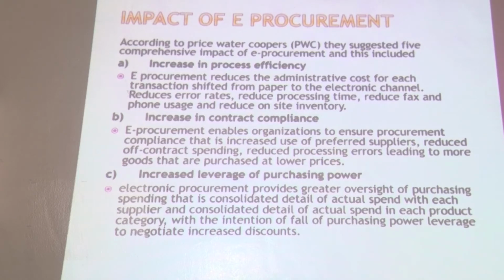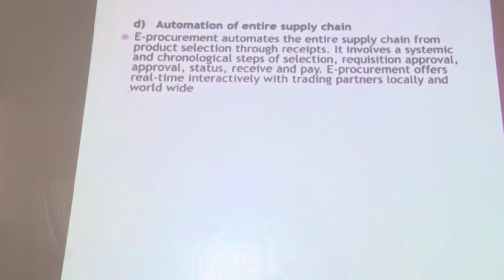It has also increased leverage of purchasing power. So you realize with your software, you're able to have a better purchasing power. You're able to know how you are spending your money, and you're able to compare your actual spend and the expected spend in the organization. It has also allowed the organization to be able to consolidate their various procurement spend. So you're able to bring together what you want to spend as a company, and you're able to increase your purchasing power. And at the end of the day, you're able to increase your discounts, and negotiation power will also be increased. It has also led to the automation of the entire supply chain.